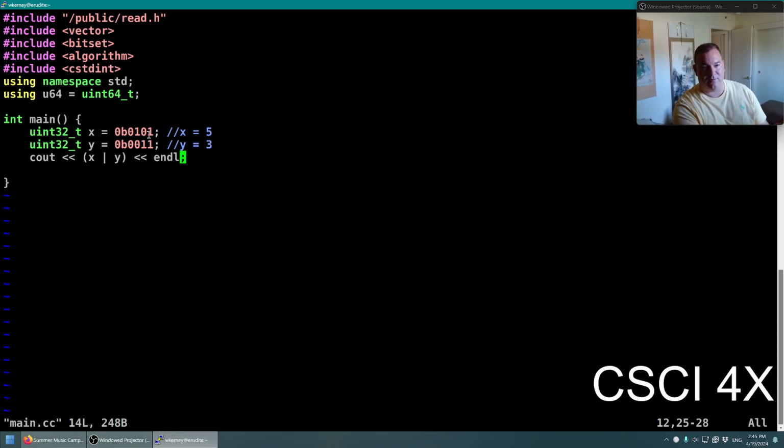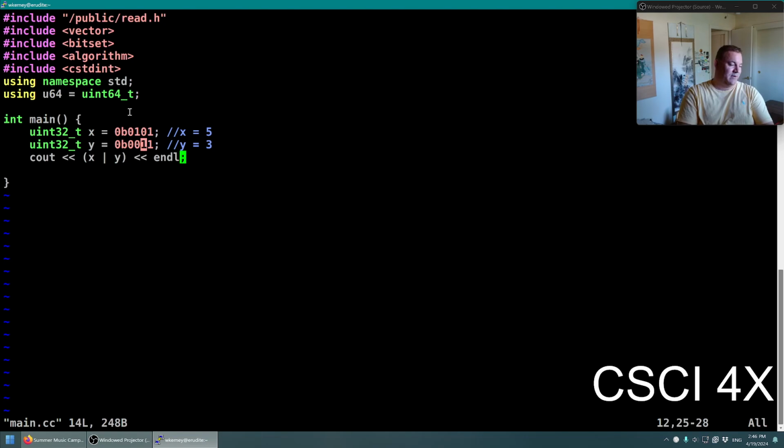So in this case, y is 3. This is the 1's digit. This is the 2's digit. So you go through each corresponding pair. 1 is true, 0 is false. You OR them all together. And we would still get 7 in this case.